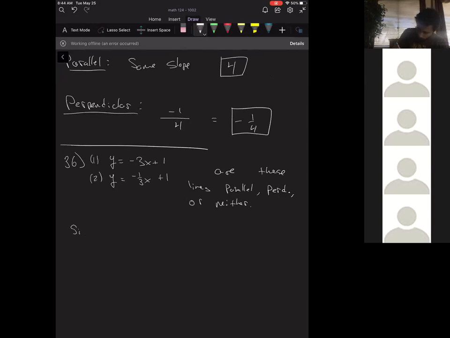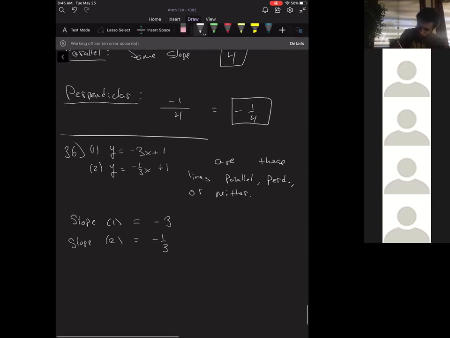They're already given to us in slope-intercept form, so we can easily find their slopes. The slope of line 1 is going to be equal to minus 3. And we can see that the slope of line 2 is equal to minus 1/3, because remember, the slope is just the number in front of the x when the equation is already in y equals mx plus b form. So we know the slope of both of them.